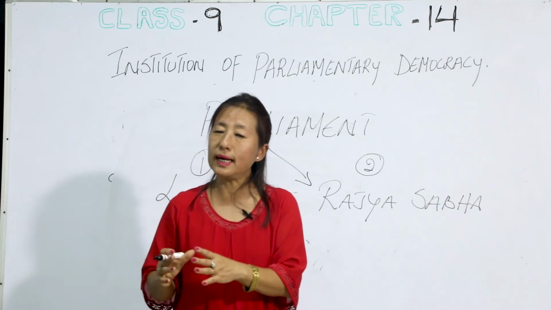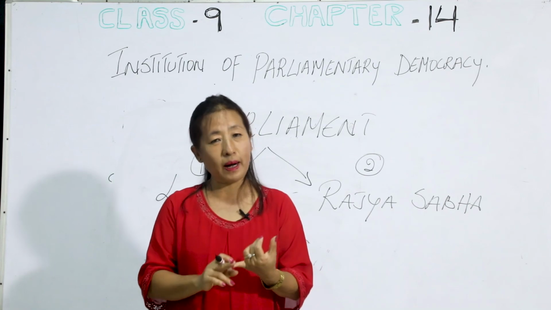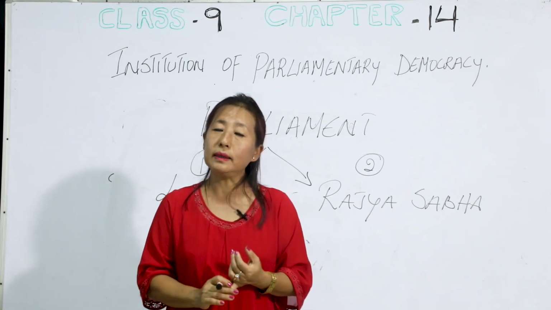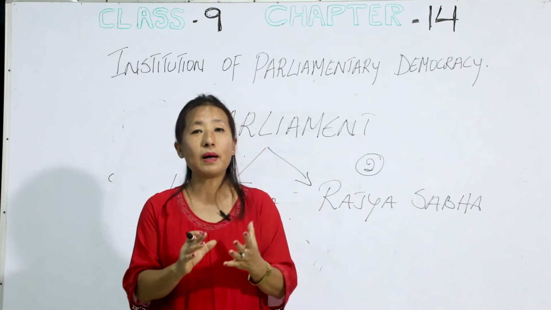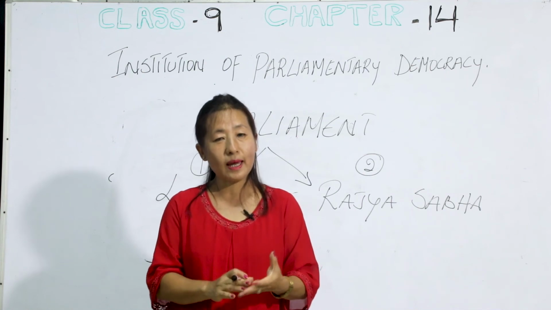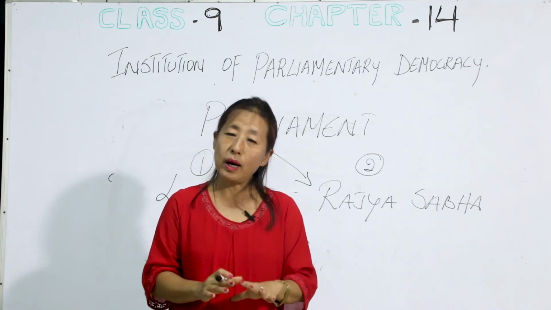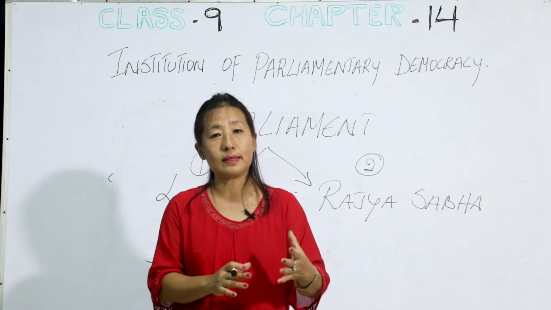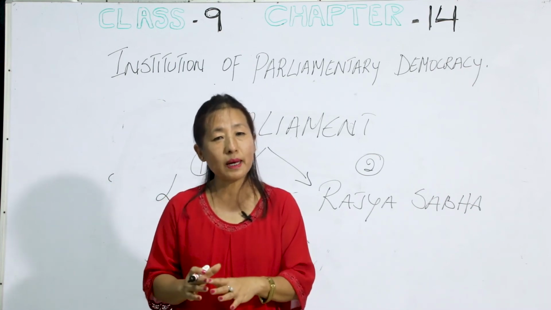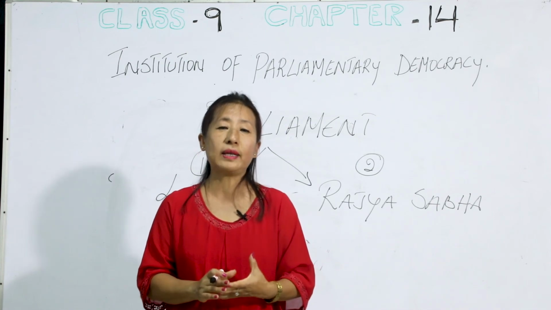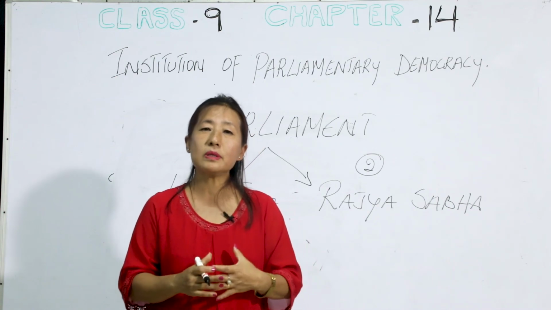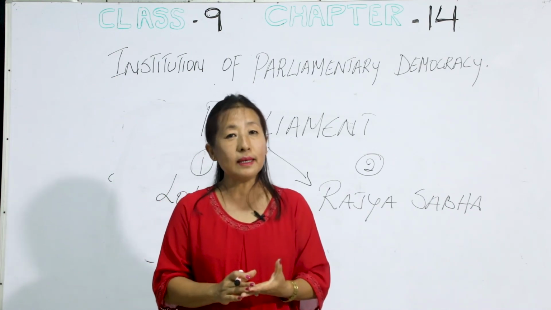Then we have also discussed the parliament. In India we call it parliament, and in the Indian parliament we have two houses, Lok Sabha and Rajya Sabha. Lok Sabha is called the lower house, Rajya Sabha is called the upper house. But when we come to power, Lok Sabha is considered more powerful than the Rajya Sabha, and the reason is that its members are directly elected by the people.